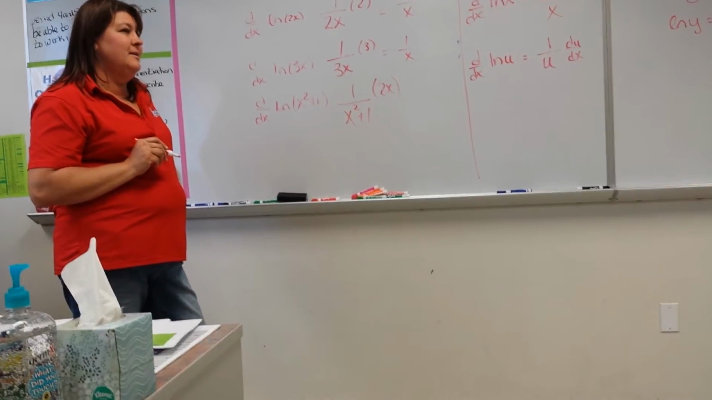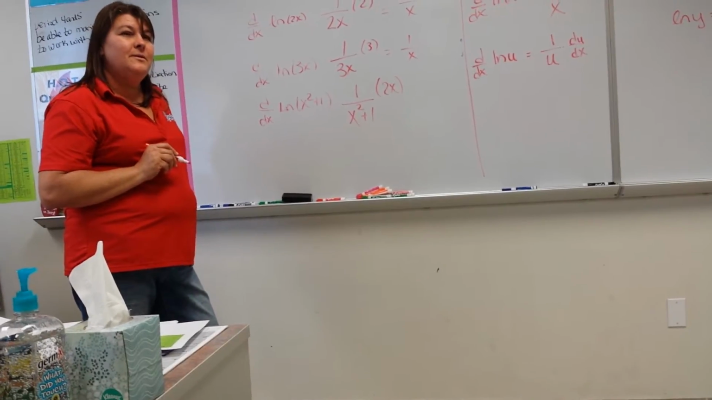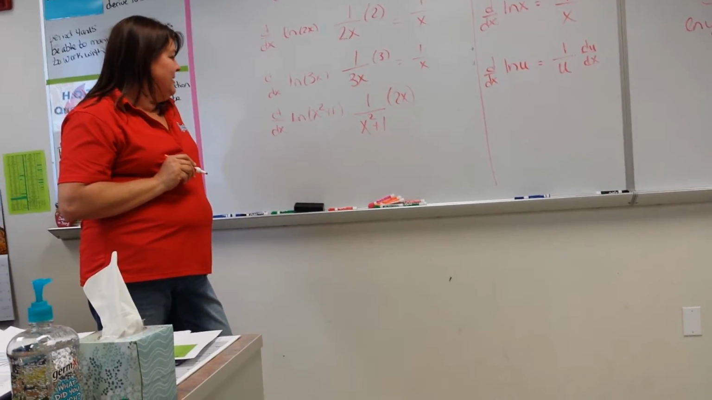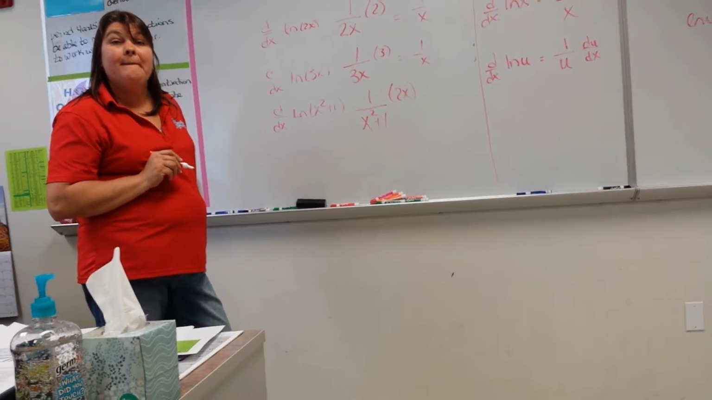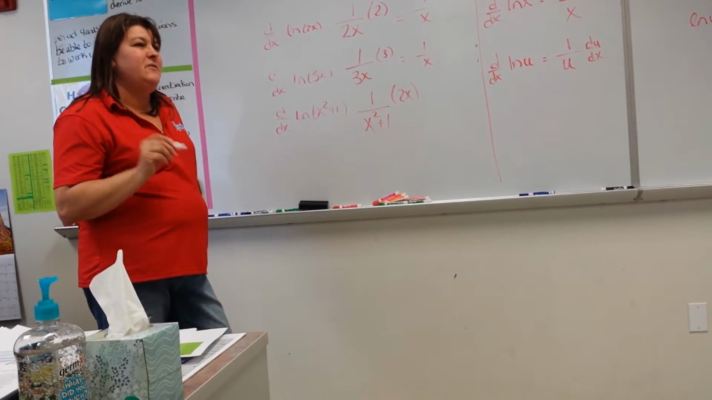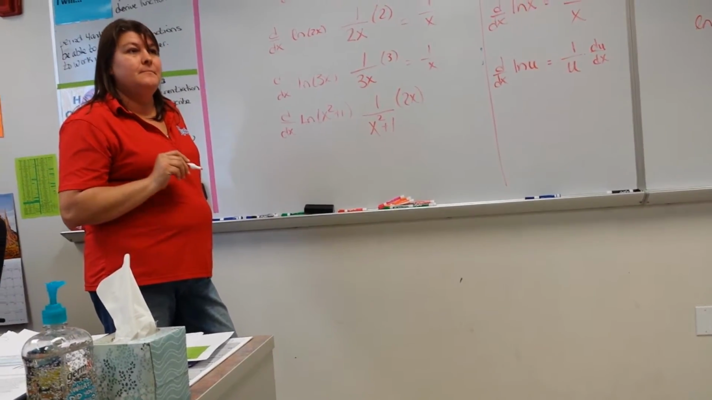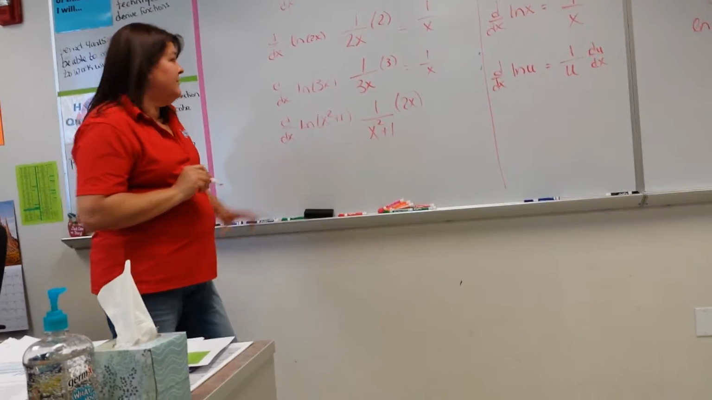Are we good so far? Yeah. Okay, let's do it. Foil out the bottom. You don't have to. So 2x over x squared plus 1. And that's the answer? Yeah, that's it. Let's do another.